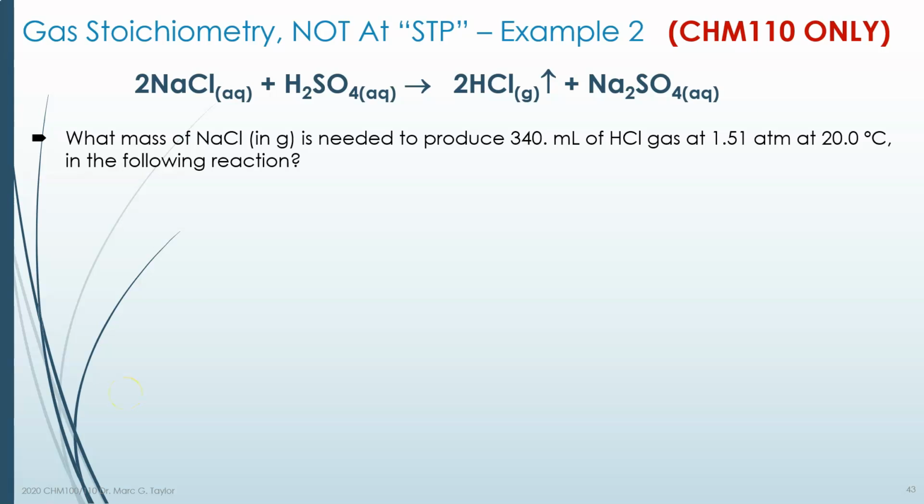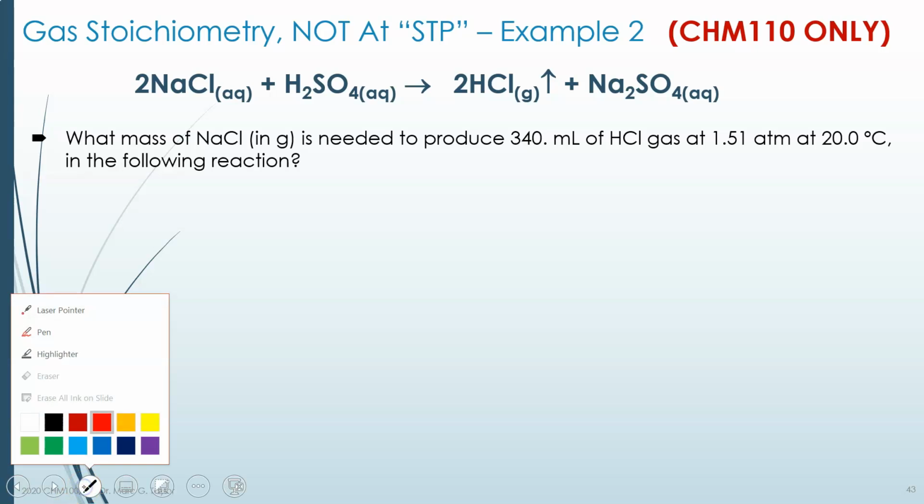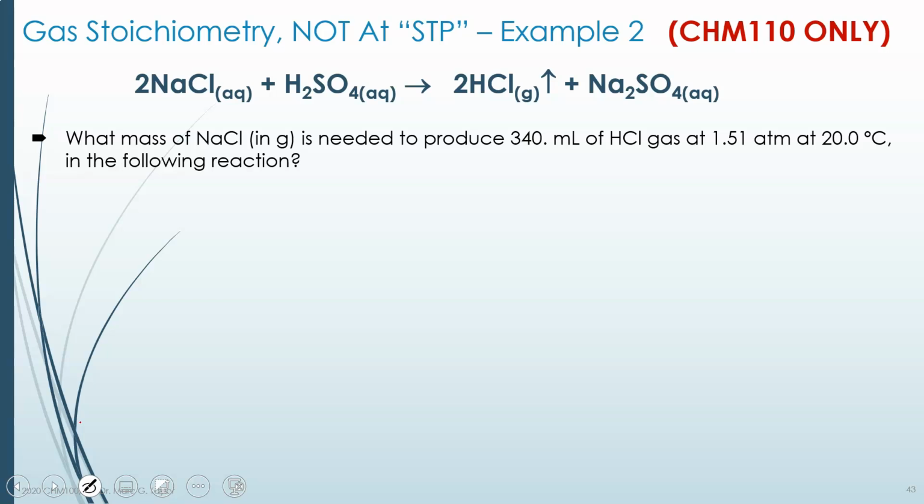I'm going to do something a little bit simpler to take a little less space. I'm just going to circle certain items here. That is our volume of gas. 1.51 atmospheres is our pressure, and 20.0 degrees centigrade is our temperature, though it has to be converted into Kelvin. And we're being asked for the mass in grams, the number of grams of NaCl. And what we have to start with is a volume of HCl.